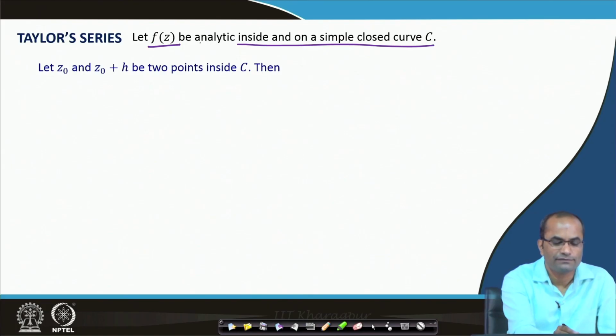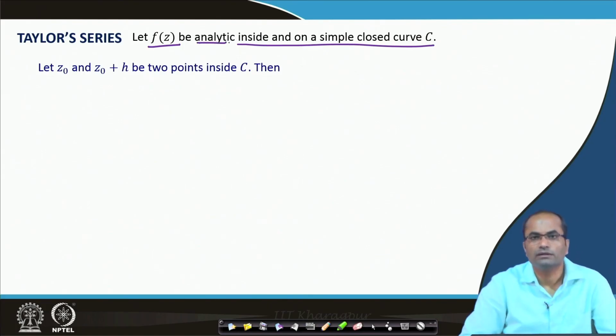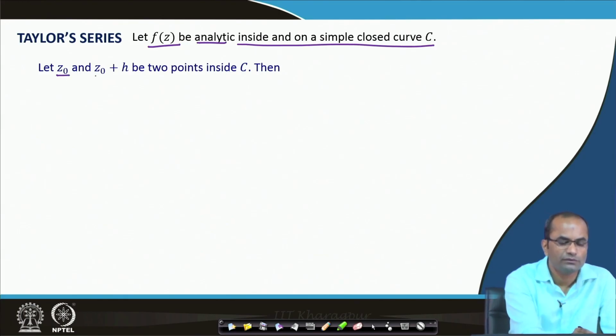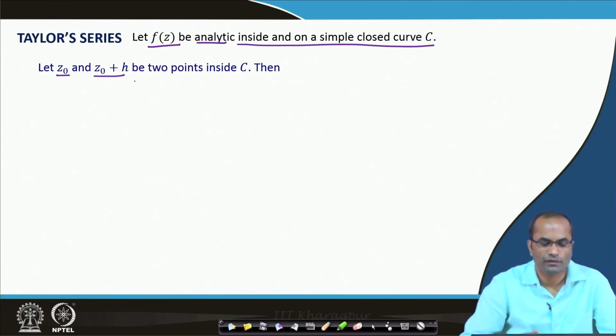So, now again f(z) is analytic inside and on a simple closed curve C, and then we take two points, z0 and z0 plus h, maybe in the neighborhood of this z0, the two points inside the curve C again, where the function is analytic.